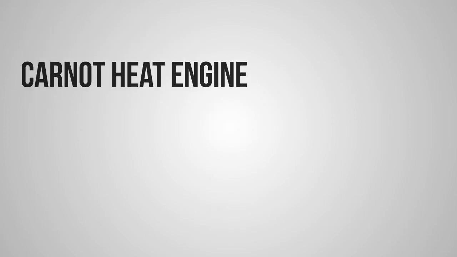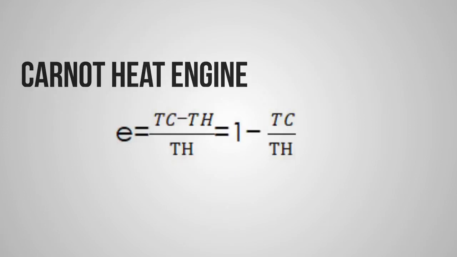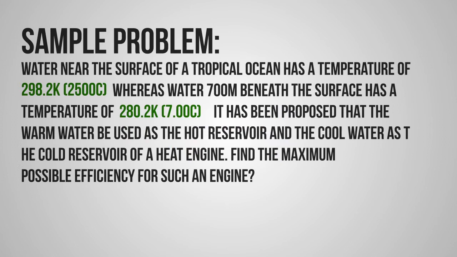Carnot heat engine. E is equal to Th minus Tc, over Th. Simplifying it to 1 minus Tc over Th. Sample problem. Water near the surface of a tropical ocean has a temperature of 298.2 Kelvin, which approximates to 25 degrees Celsius, whereas the water 700 meters beneath the surface has a temperature of 280.2 Kelvin, which approximates to 7 degrees Celsius. It has been proposed that the warm water be used as the hot reservoir and the cool water as the cold reservoir of a heat engine. Find the maximum possible efficiency for such an engine.